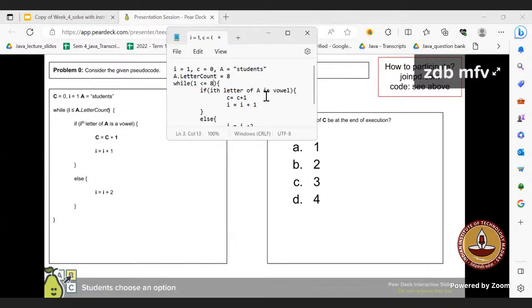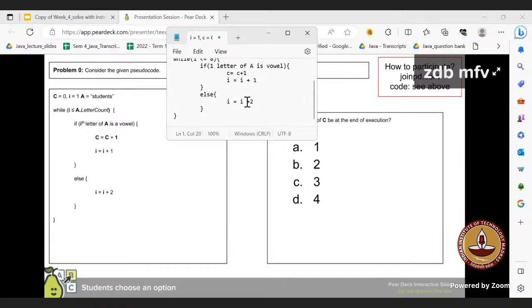If the ith letter of A is a vowel, what is I here now? 1. First letter. If the first letter of A is a vowel, S, no, the first letter of A is S. Right? Not a vowel. Consonant. What we will do? We'll go to the else part, because this if is followed by this else, as we have to check the indentation. So we'll execute the else part.